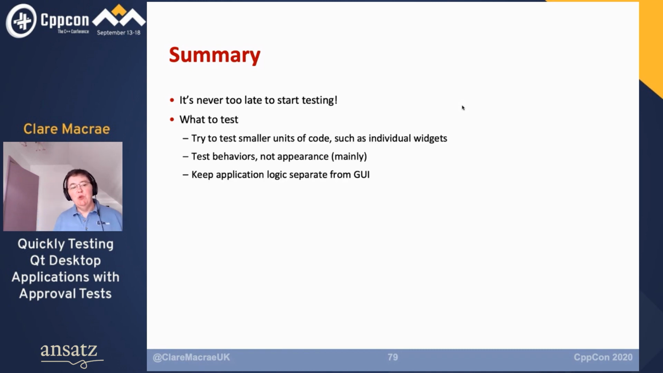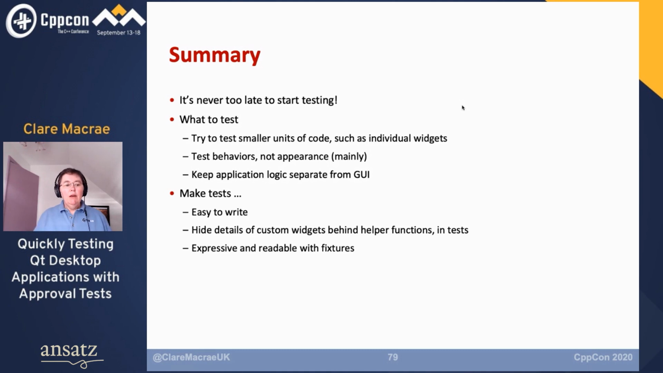Try to test smaller units of code, such as individual widgets. So write your tests in layers. Test behaviors, not appearance, as much as possible. And keep your application logic separate from the GUI code. Make tests easy to write, if that means writing helper functions, whatever it takes, and hide the details of the custom widgets behind, as I said, helper functions.